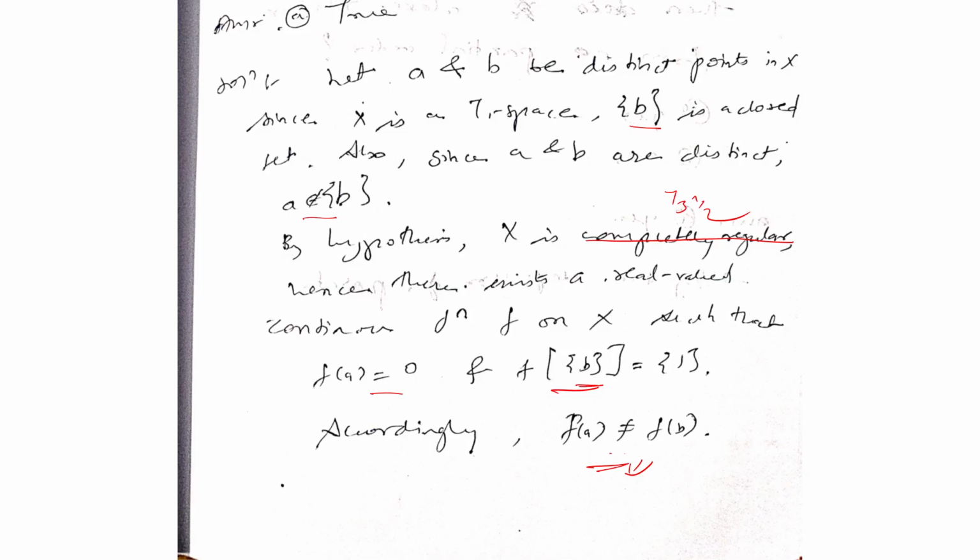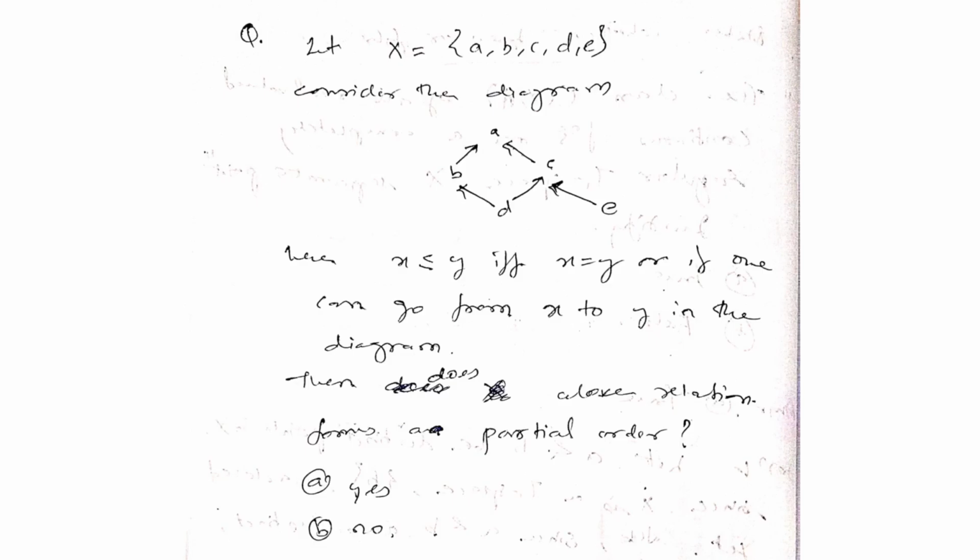Yes, ma'am. Okay. So the next question is, let X be the set consisting of these 5 points A, B, C, D, E, and consider this diagram. I hope it is visible to you. So here x is less than or equal to y if and only if x is equal to y, or if one can go from x to y in the diagram. Then does the above relation form a partial order? Yes or no?